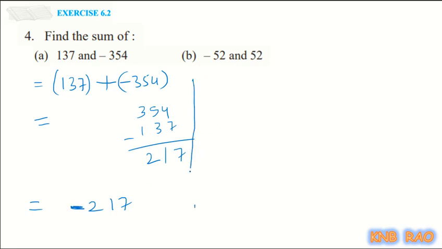Next, coming to the 50, minus 52 added to plus 52. Here one number is negative, another number is positive, and you know here 52 and minus 52 are additive inverses of one another. Therefore, the sum is 0.